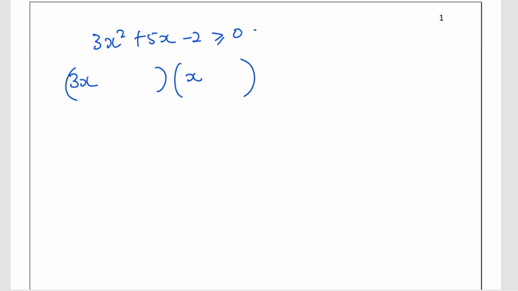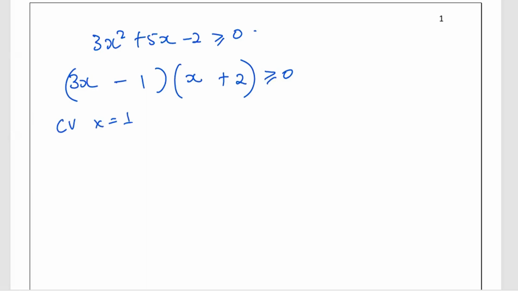What are you going to have here? A 2 and a 3. Let me have a 1 there, and let me have a 2 here, so that I have this as a positive 6 and a negative, okay? It's greater or equal to 0. So my critical values, x will be 1 over 3, or x is going to be a negative 2.